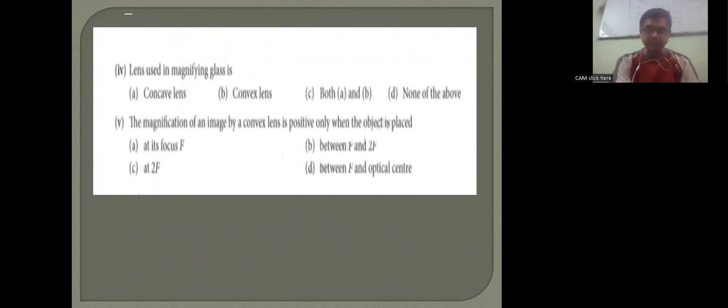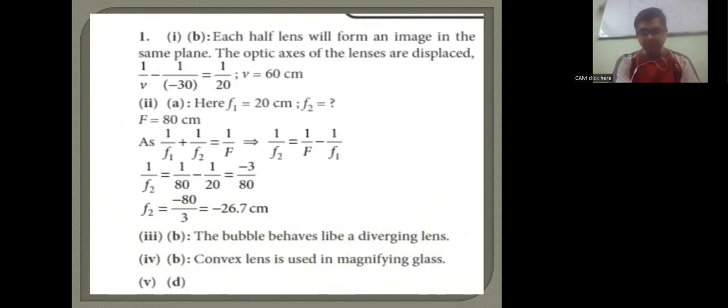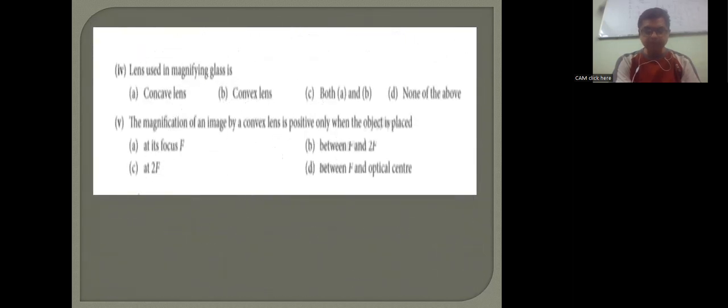Lens used in a magnifying glass would be, student, for magnification we use a convex lens. Now come to the fifth one. Magnification of an image by a convex lens is positive. Now student, you must be knowing all the cases.